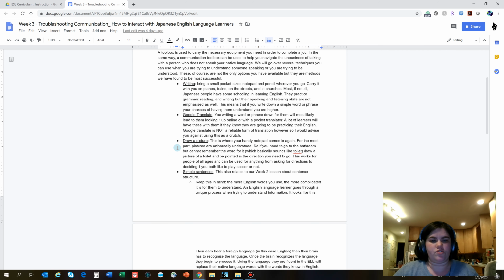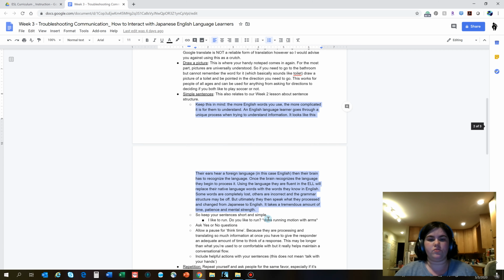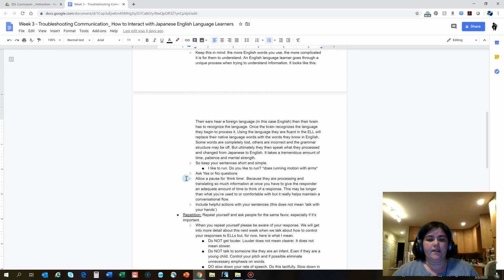Another thing that you can do, or another thing that you should do really, is use simple sentences. I really want you guys to read this paragraph here. It kind of goes through how an English language learner thinks and processes information in their native language and also in English. So that's really important. Please read that. The bottom line is keep your sentences short and simple.